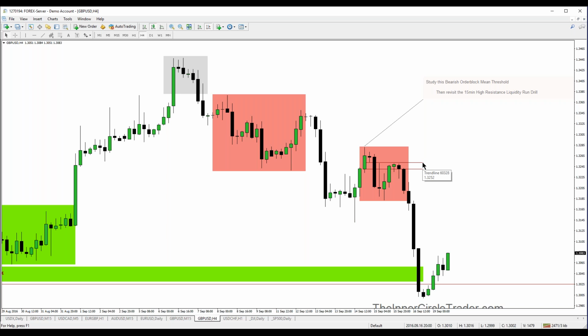132.52. That's 2 pips above what we were looking for in terms of the high resistance liquidity run, which was a run on the stops at 132.50, which we're going to go down to lower time frames and define all this and make it understandable. But for reasons now, I want you to know that we expect sometimes that mean threshold or the middle of the order blocks, it might spike through that. So we allow for some of that to occur.